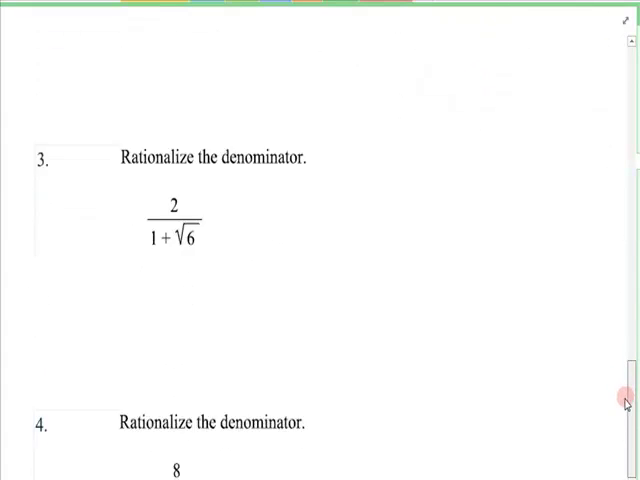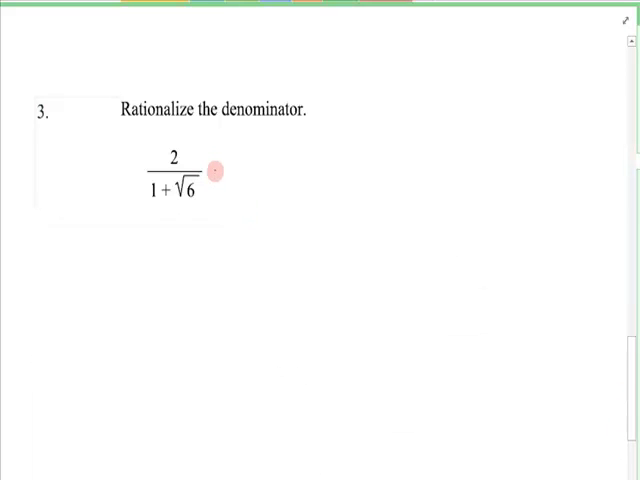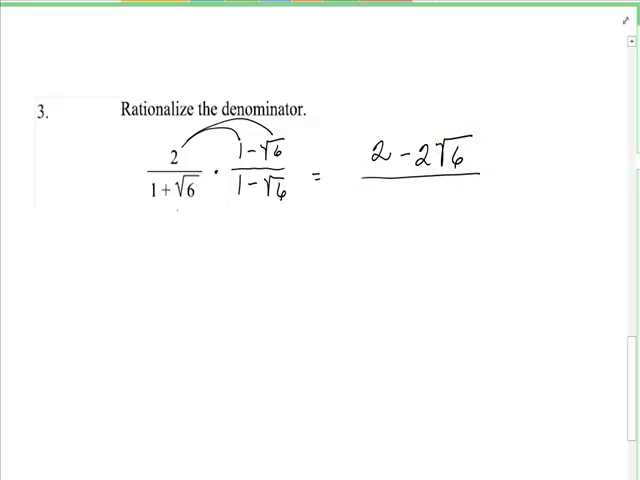Okay, let's look at number 3. I'm going to multiply by 1 minus the square root of 6, because that's the conjugate of the denominator. The numerator, that gives me 2 times 1 is 2. 2 times the negative square root of 6 is indeed negative 2 times the square root of 6. On the bottom, 1 times 1 is 1.